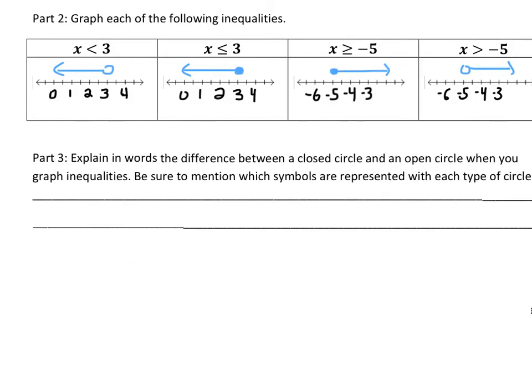Part 3 says to explain in words the difference between a closed circle and an open circle when you graph inequalities. Be sure to mention which symbols are representative of each type of circle. So we look and we see that x is less than 3 was an open circle. We see it right here where the circle is physically open. Similarly, x is greater than -5 is an open circle. However, x is less than or equal to 3 was closed, and x is greater than or equal to -5 is closed. So in your own words, explain why that is. We touched on it briefly a few minutes ago, but I'd like you to explain it yourself.